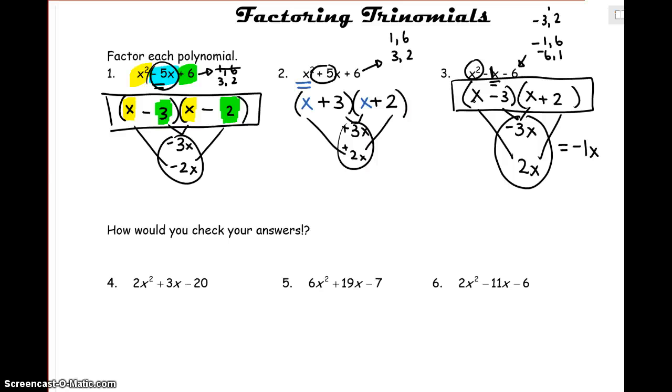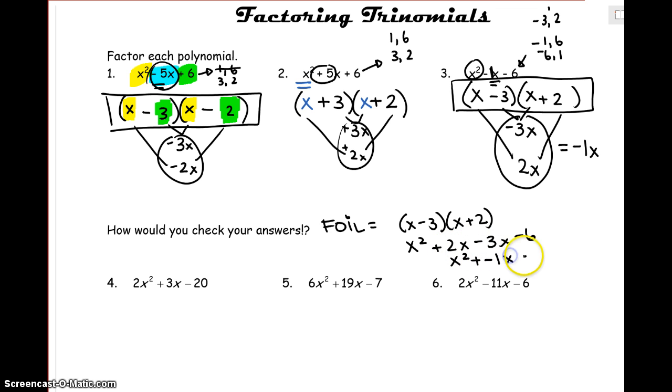Now, how do you know if you did it correctly? Well, how could you check your answer? You can take what we have boxed and actually FOIL it out and see if you get the original problem. So, for example, if you have x minus 3 times x plus 2, we can just go ahead and FOIL. X times x is x squared. X times 2 is positive 2x. Negative 3 times x is negative 3x. And negative 3 times 2 is negative 6. So when I combine positive 2x minus 3x is negative 1x, minus 6, this right here is the same as the original. And therefore, I know we have done it correctly.